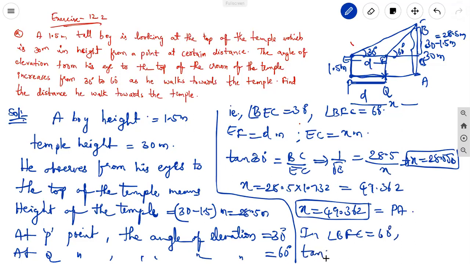Next, we take angle BFC equal to 60 degrees. Then tan 60 degrees is equal to BC by FC. Here we take EF as d and FC is equal to some y. So the adjacent side is FC, and that is equal to 28.5 by y.